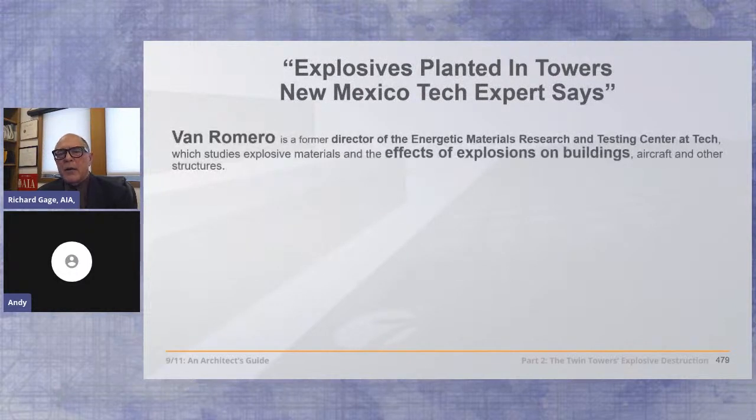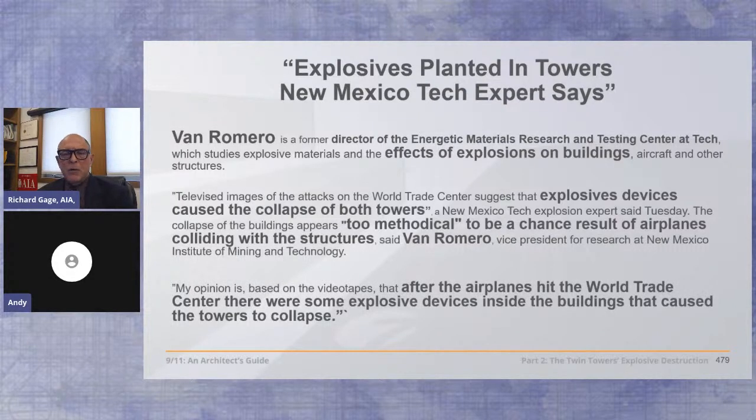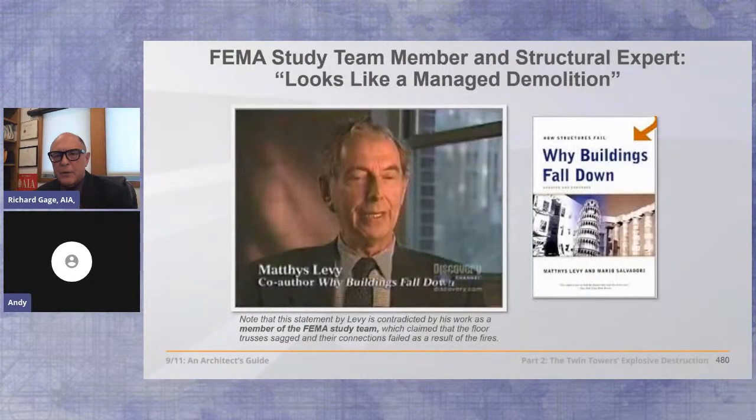Van Romero, director of the Energetic Materials Research and Testing Center at New Mexico Tech, says explosive devices caused the collapse of both towers. It's too methodical to be a chance result of airplanes colliding with structures. After the airplanes hit the World Trade Center, there were some explosive devices inside the buildings that caused the towers to collapse. Now, he changed his story after getting a talking to by the people that fund New Mexico Tech, meaning the federal government, because they do the explosive work and studies for the federal government. I'm speculating on why that happened, but it's not too difficult to do.